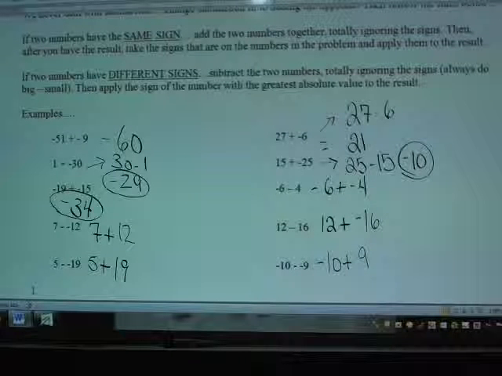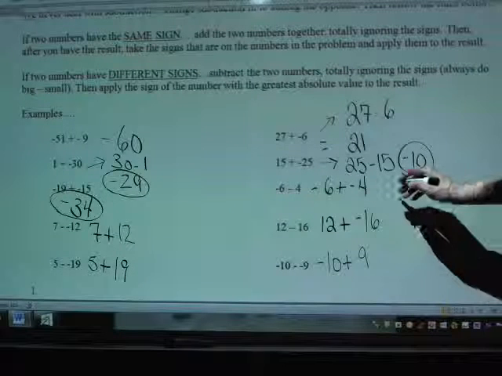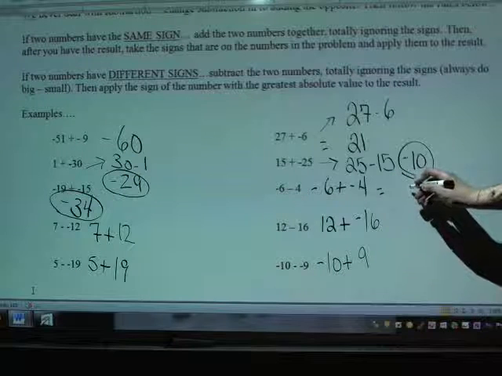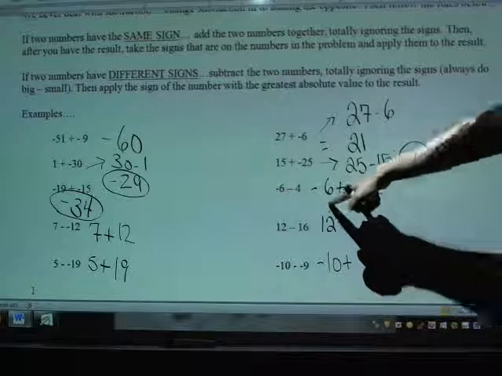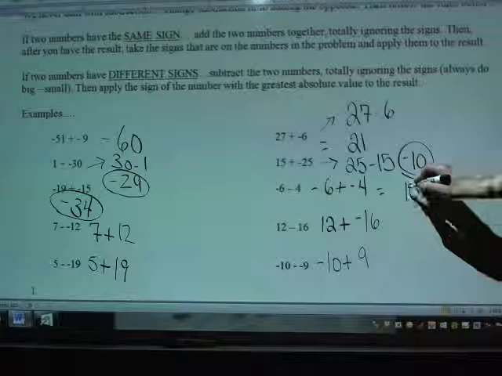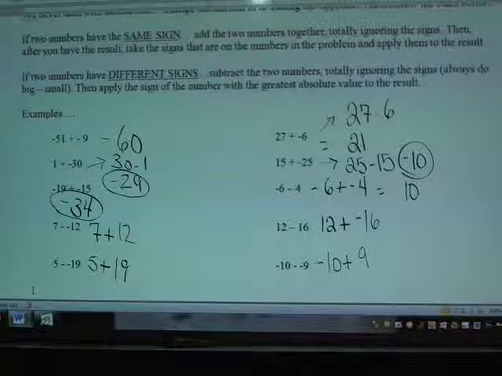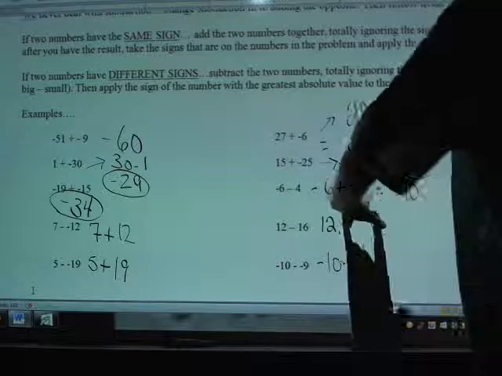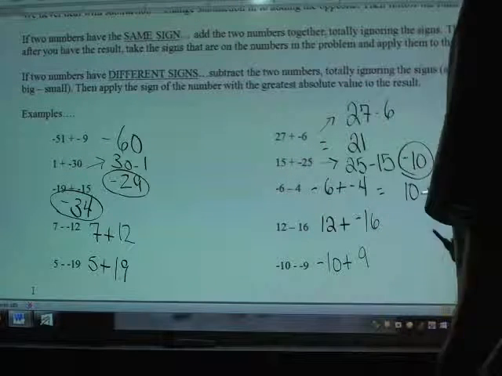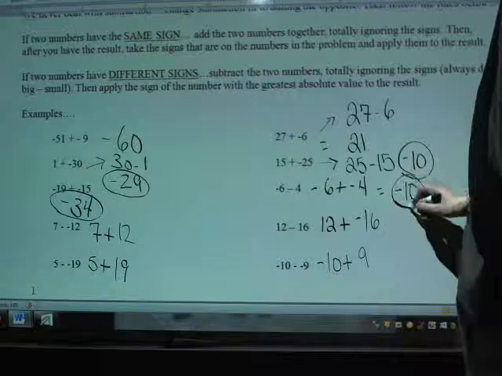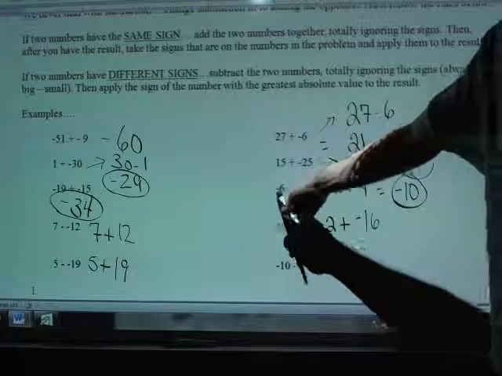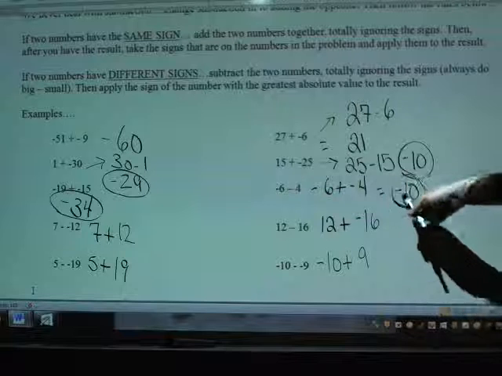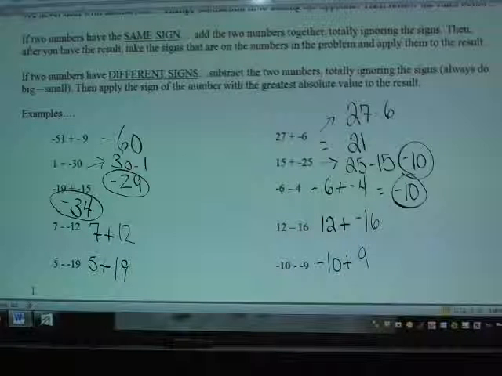Now let's go ahead and solve. So we'll start with negative 6 plus negative 4. These have the same signs now, so that means we're just going to add them up. Negative 6 and negative 4. Again, just add these two up. 6 plus 4 is 10. And then take the signs of the problem and apply them to the result, which is what we do when they have the same sign. So, since both of these are negative, my answer has to be negative as well. Negative 10. So, negative 6 minus 4 must equal negative 10.